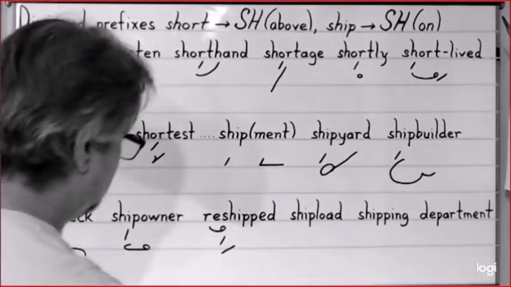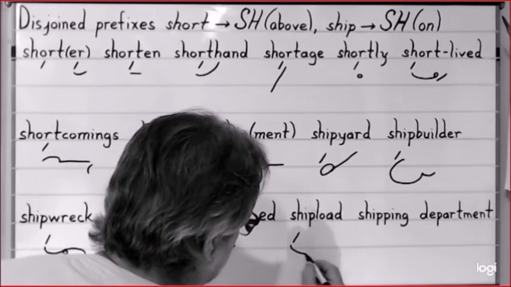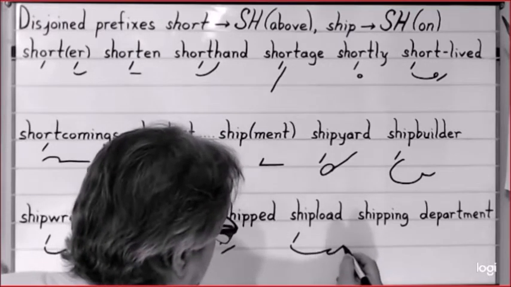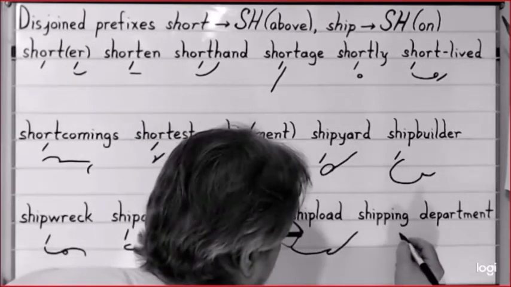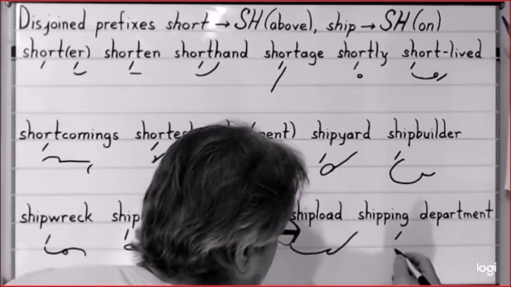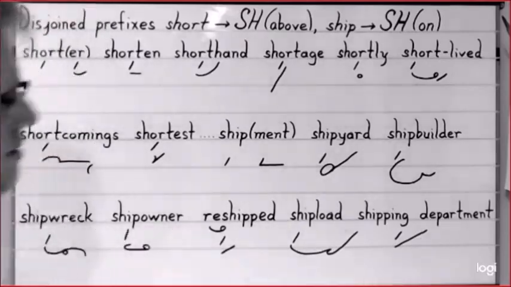For ship load, it is an SH, and then an L, and an O, D. And finally, shipping department is going to be an SH, and then a disjoined D, representing department.